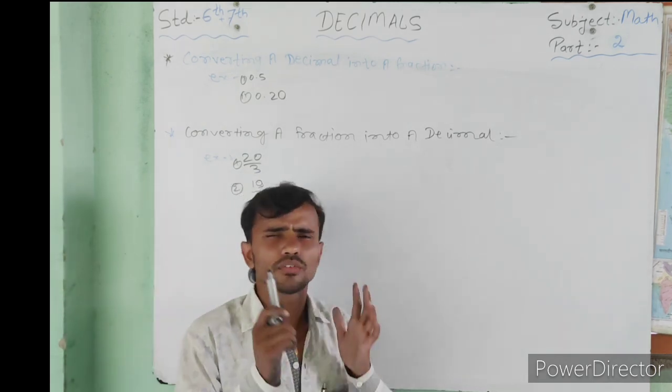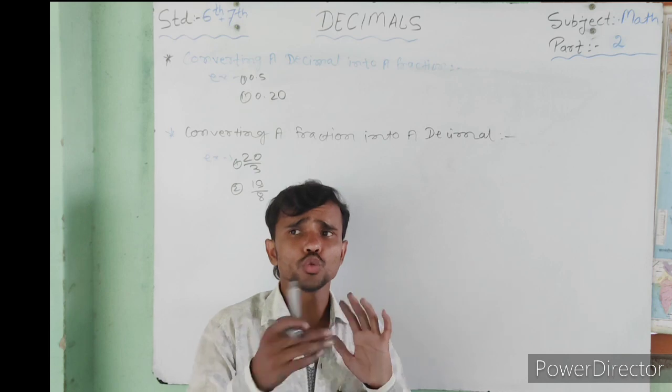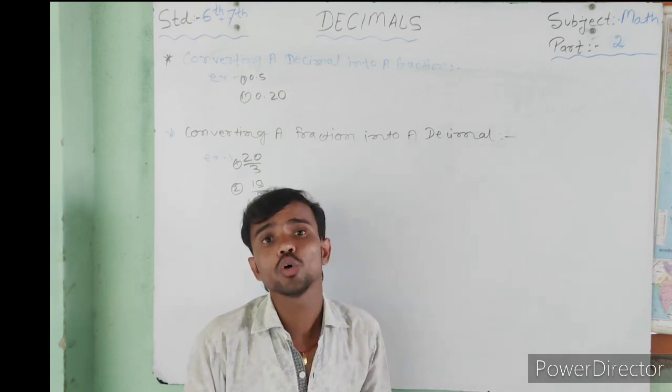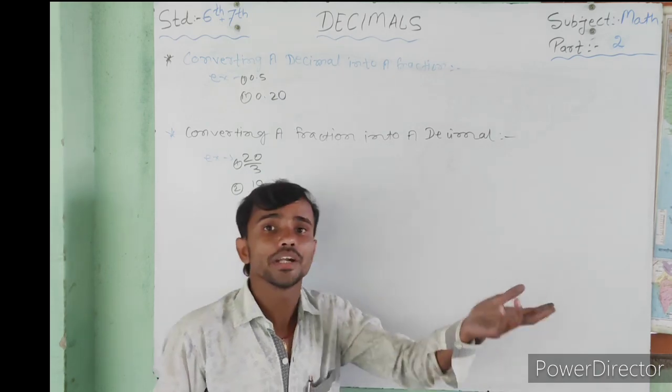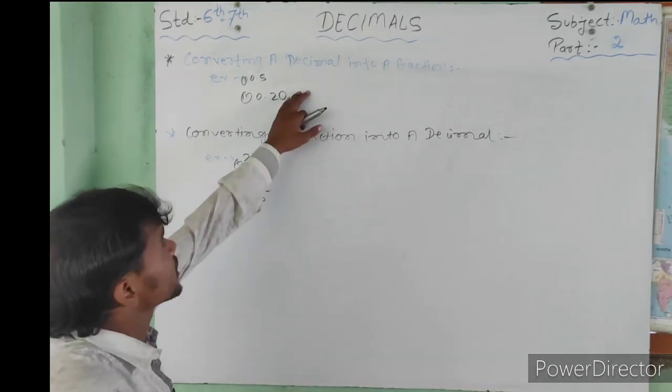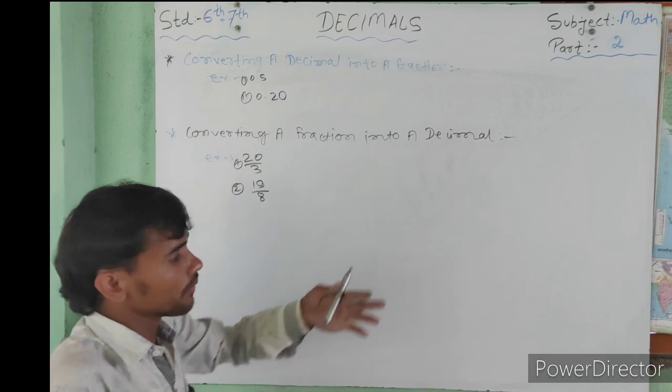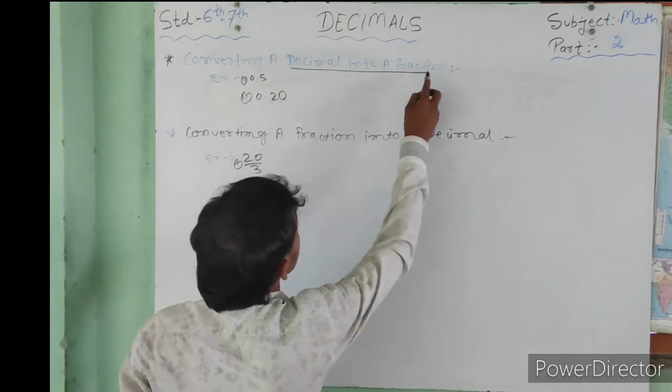My dear students, that is very simple, very simple. You see one example. After that, you will also understand fraction into decimal and decimal into fraction. That is the first example, of decimal into a fraction. How to convert a decimal into a fraction.